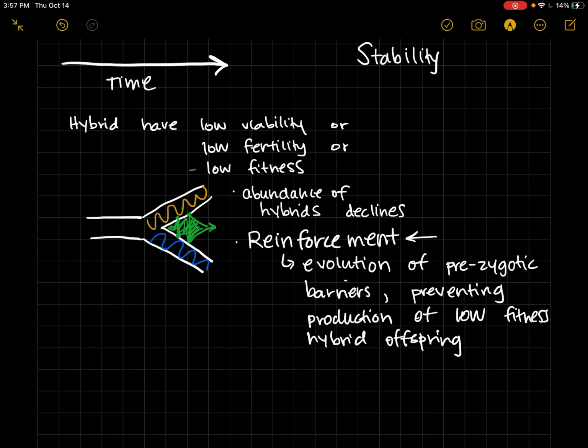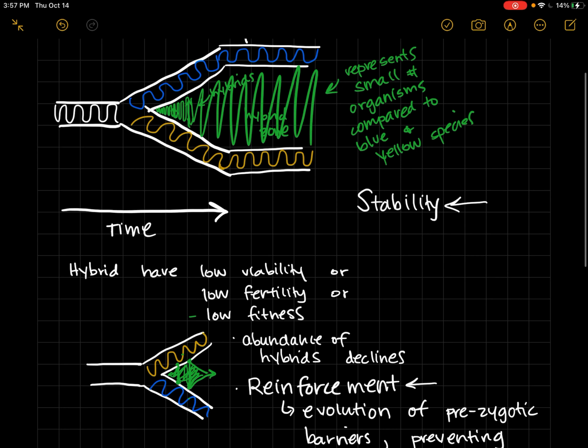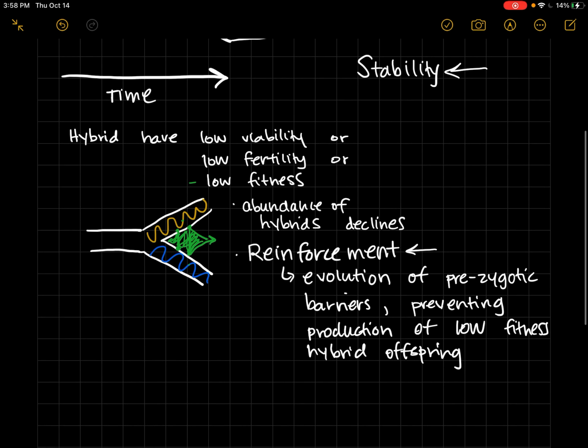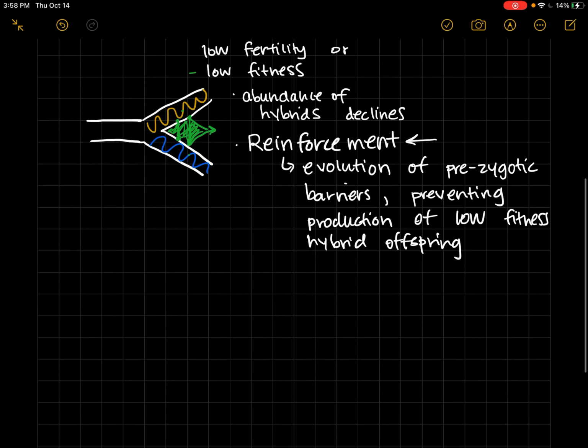We call it reinforcement. All right, so we've got two situations. We've got stability, where the hybrid zone might be small, but at least it's stable, so it gets maintained. These hybrids don't really invade the other populations. They stay kind of in their own ecological niche. We have reinforcement, where we lose our hybrids. We don't have hybrids anymore because the hybrids have low fitness, and so instead we get the evolution of prezygotic mating barriers.